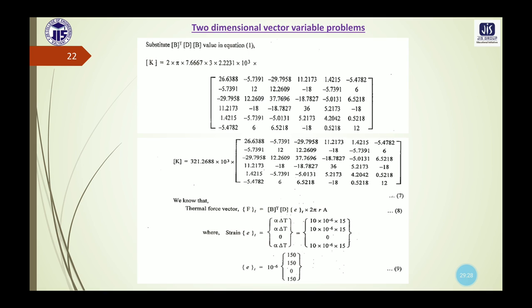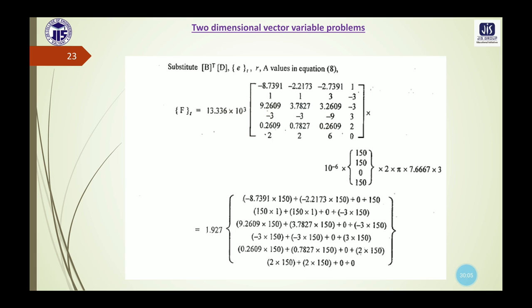Next we need to find the value of the thermal force vector, and the formula to calculate the thermal force vector is the B matrix transpose multiplied by D multiplied by the epsilon T, that is the strain, into 2 pi RA. Now the value of the strain matrix, that is the column matrix, is alpha delta T, 0 and alpha delta T. The value of alpha, that is the coefficient of thermal expansion, and the value of delta T, that is 15 degrees C, were given in the numerical, so we can easily form this strain matrix here.